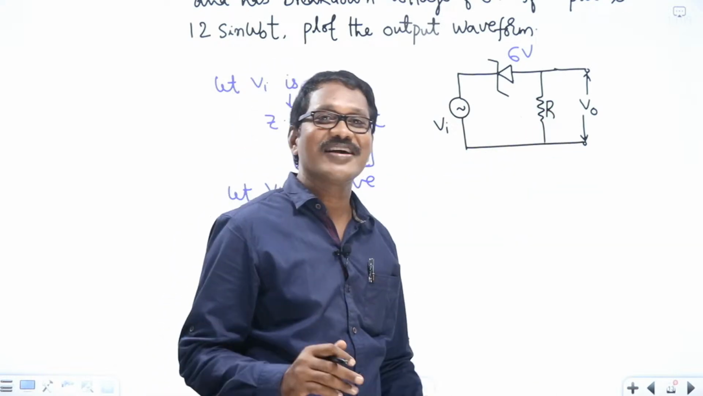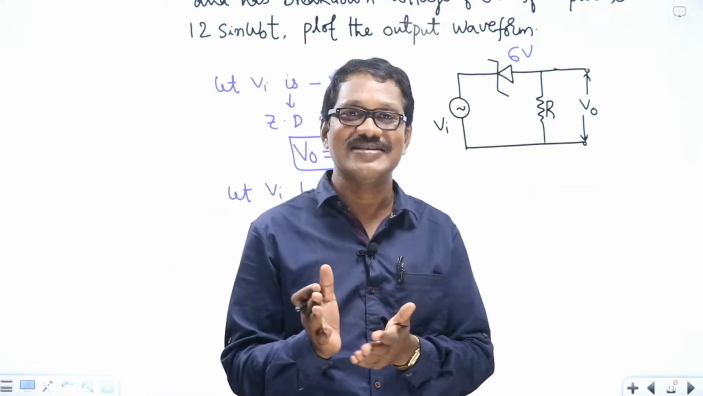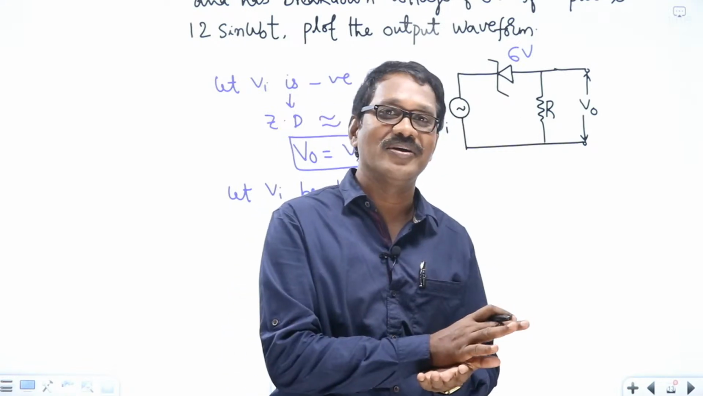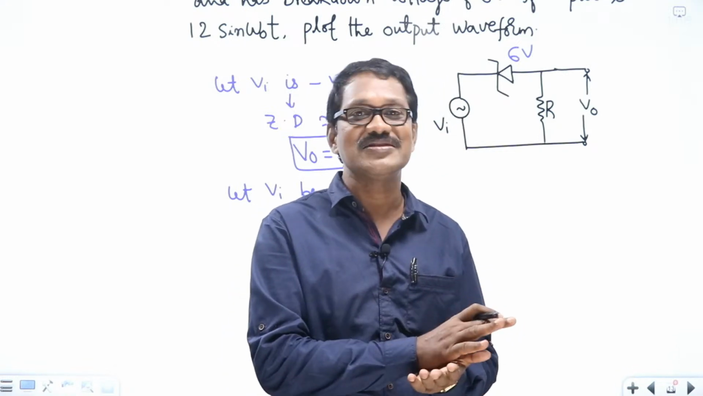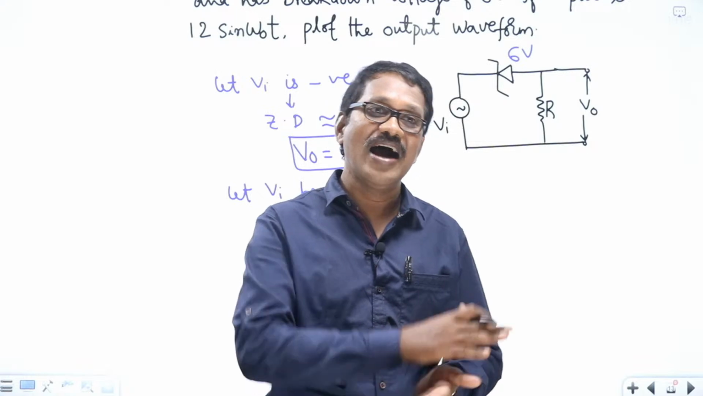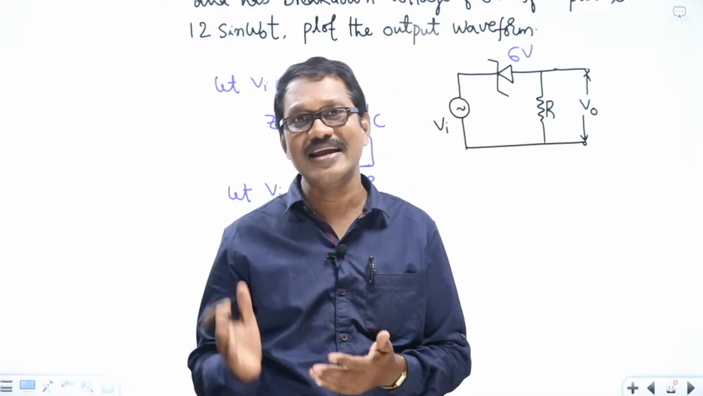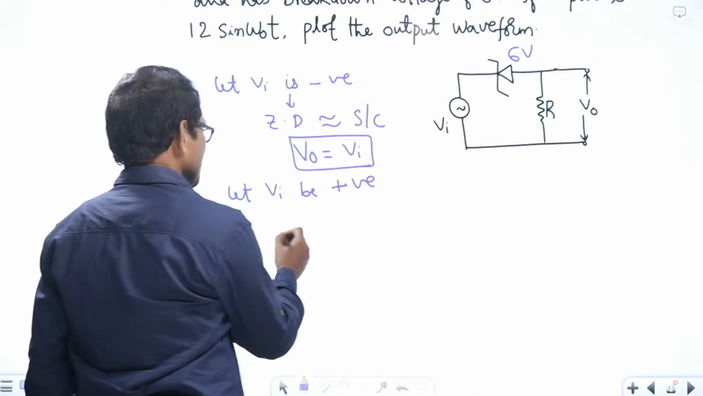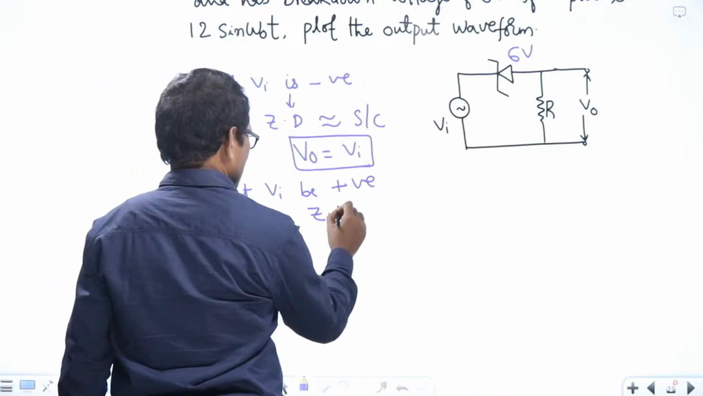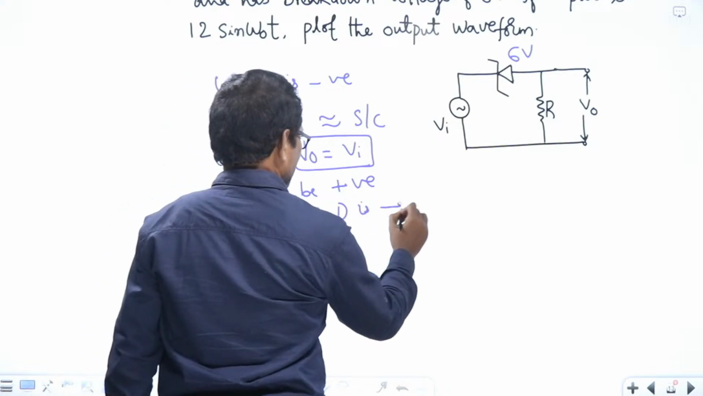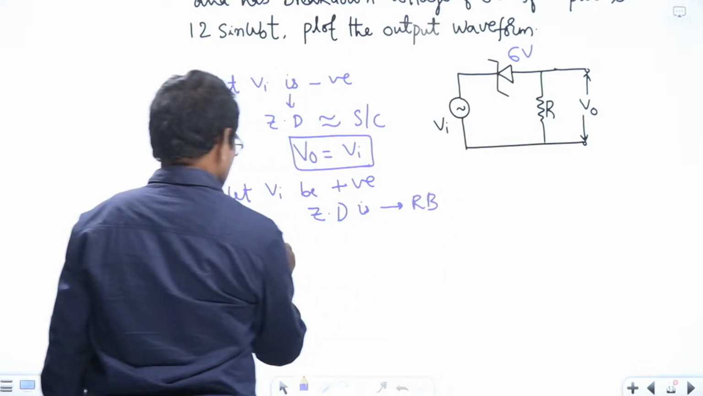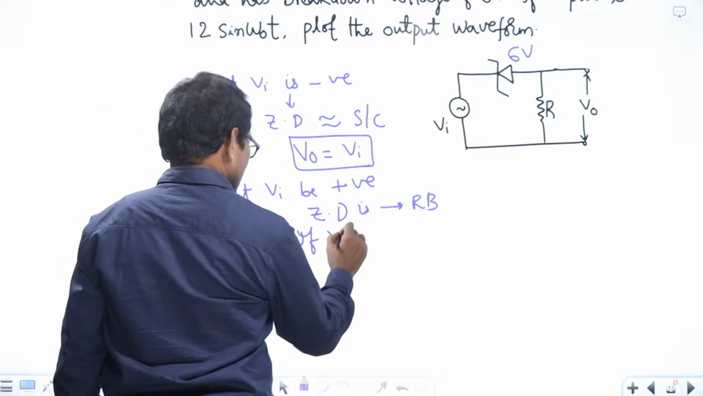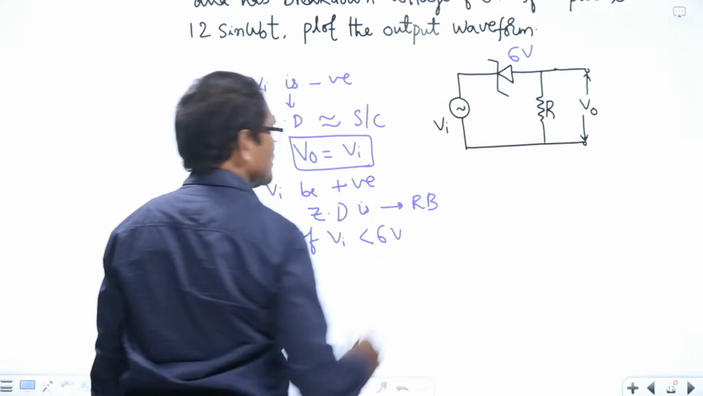Under reverse biased conditions, we have to observe two cases. One is before breakdown, that means VA is less than 6 volts. And the second case is after breakdown, VA is greater than 6 volts. These two cases must be observed. So the first case is the Zener diode is reverse biased, and VA is less than 6 volts.